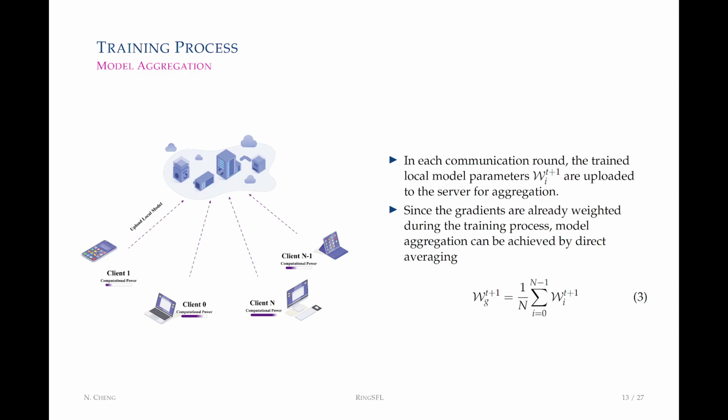Since we have weighted the gradients during the training process, the server only needs to average the model parameters during aggregation. When the aggregation is finished, the current communication round is over, and the server will start the next communication round and repeat all the steps. RingSFL contains multiple communication rounds during training until the global model converges.